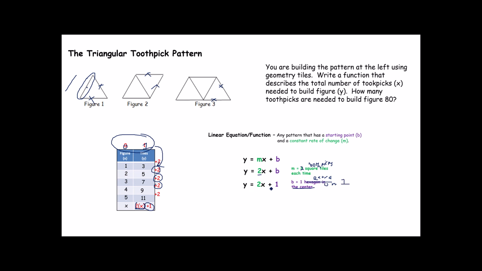That's where this equation comes from. It's always a starting point and a constant rate of change. So if I want to know how many toothpicks I would need to build figure 80, the figure number is the x. The number of toothpicks then would be 161. Now, these don't have to be geometry applications, but I like to start with geometry because it helps me to see visually what the pattern is, and that is the starting point and constant rate of change.